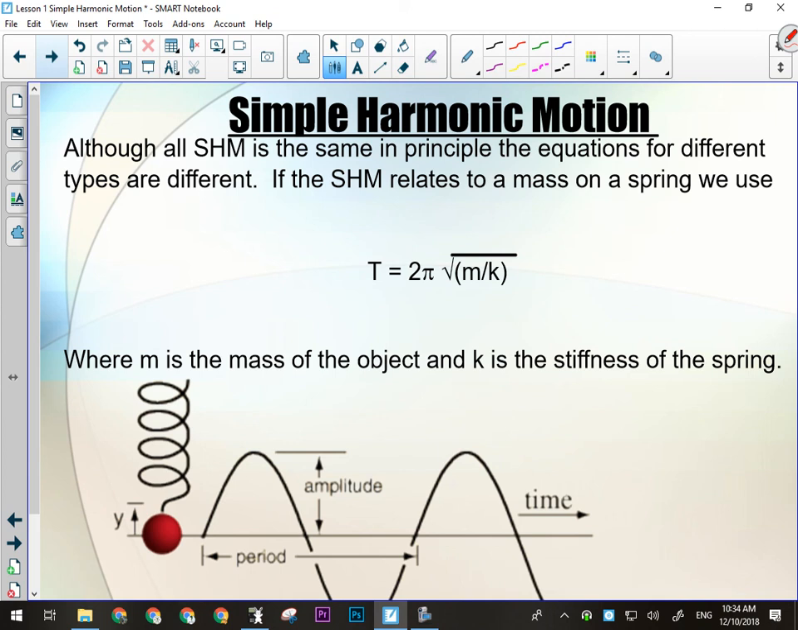The period of a mass on a spring is calculated by taking 2 pi and multiplying it by the square root of m divided by k, where m is the mass in kilograms and k is the spring constant. And the spring constant is measured in newtons per meter. That is, how many newtons would be required to stretch or compress that spring by 1 meter. Now, obviously, not all springs can be stretched or compressed a meter. That's just the units we use. Okay.